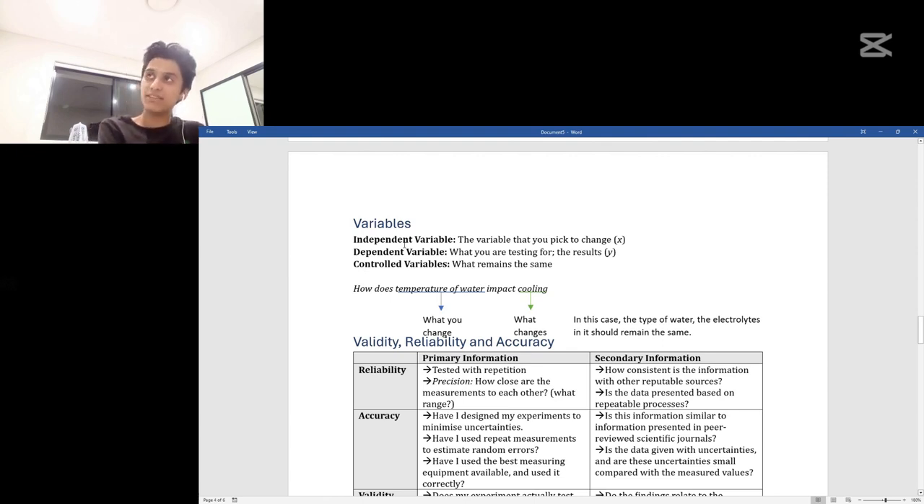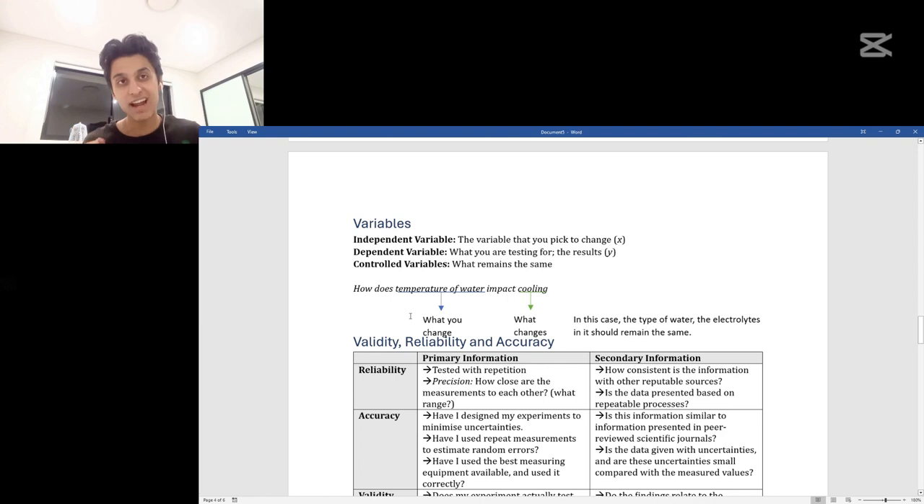So you have independent variable. This is the variable that you pick to change, and that is always the one that goes on your x-axis. So let's say I'm talking about the impact of temperature. How does temperature of water impact cooling? So what am I going to change? I'm asking, how does temperature of water impact cooling? So what I'm going to change is the temperature of water. That is my independent variable. That is the one that I picked to change.